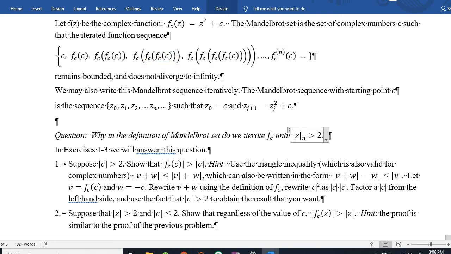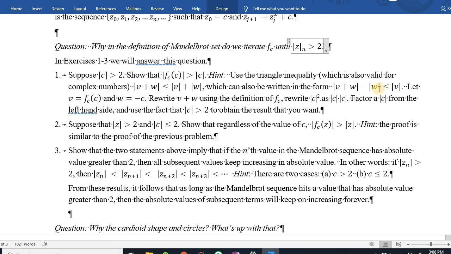So this theorem, when I notice that fc of z is greater than z, what that would mean in terms of the Mandelbrot sequence is that if you apply fc to one term in the sequence, to obtain the next term, it will be bigger than the previous term, right? Because successive terms have this form z, then fc of z, right? Or, for instance, we have zj, and then fc of zj is zj plus 1, right?